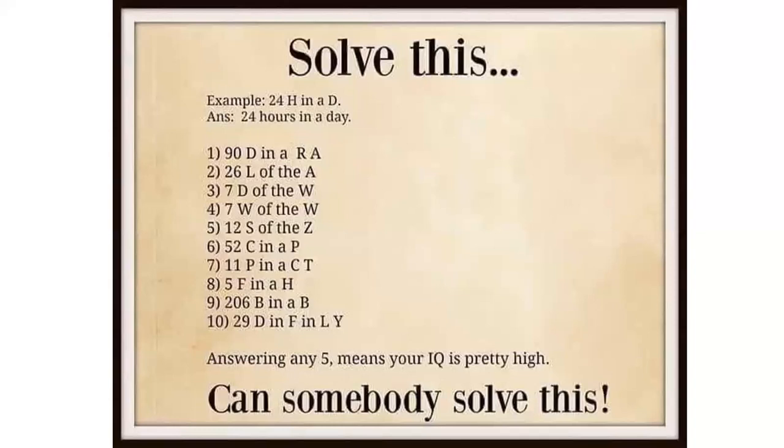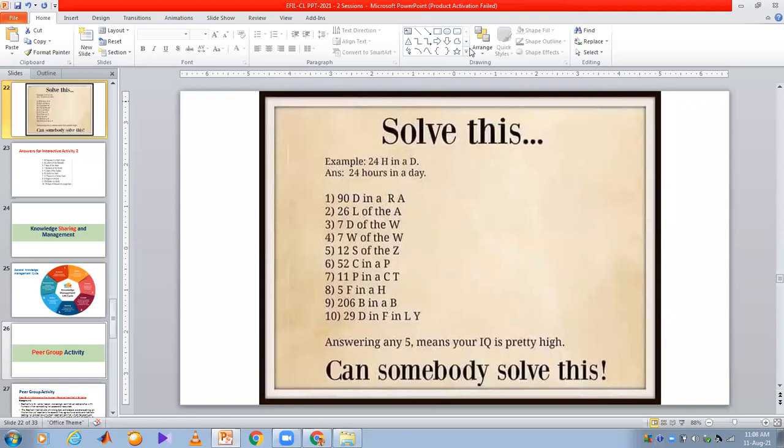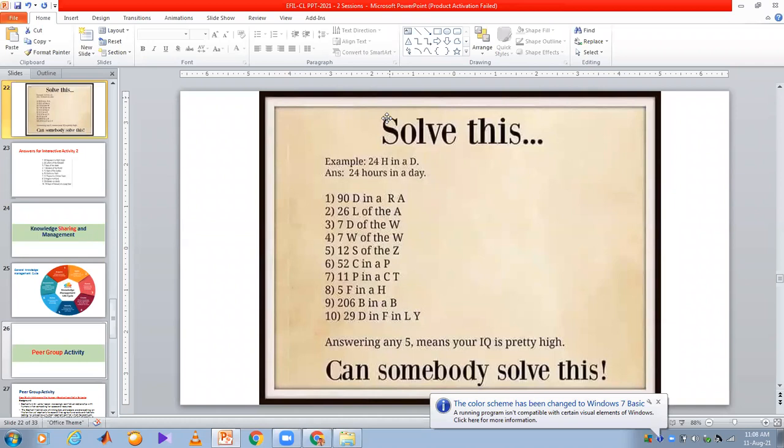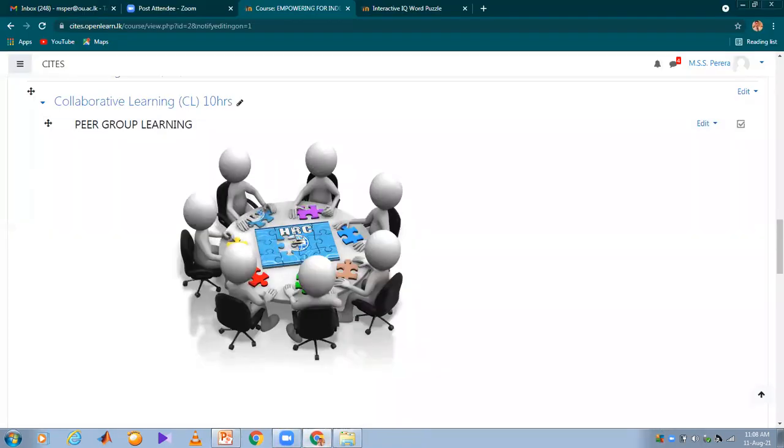I'll help you with one thing. If you take another example like number 3, 7D of the W means 7 days of the week. Likewise, you need to find the rest of it. You can simply take a snapshot of that. If you cannot, let me share the web link for this activity. It is also available in your LMS, under this URL. If you have already logged into the LMS, you can easily have a look.